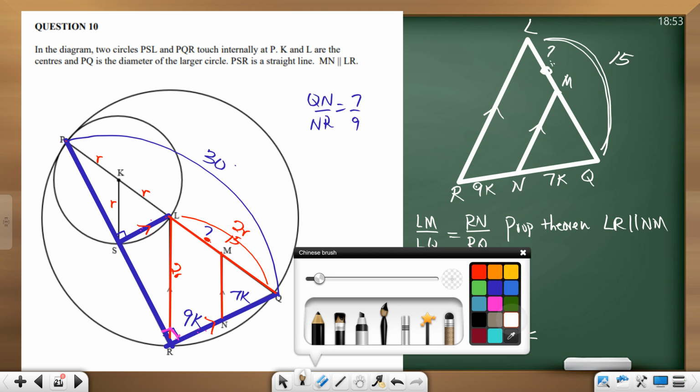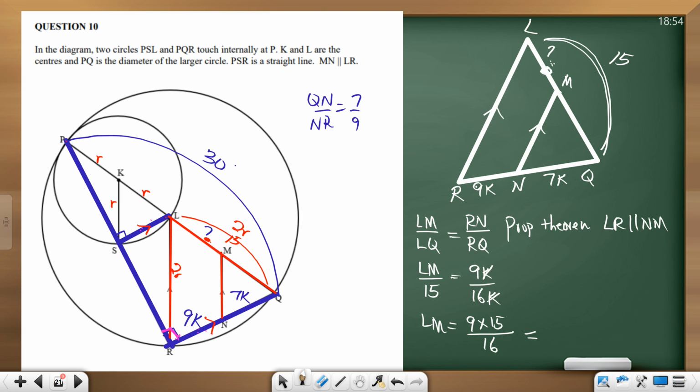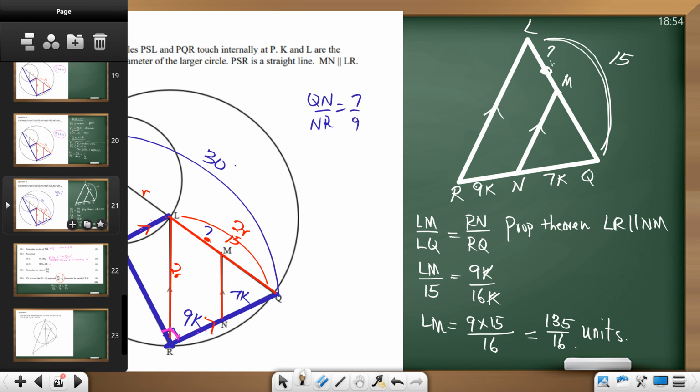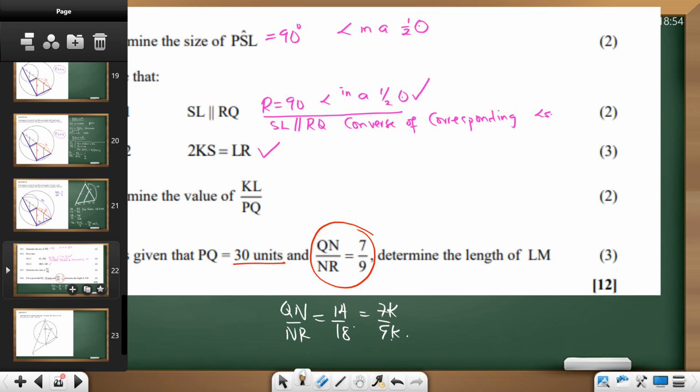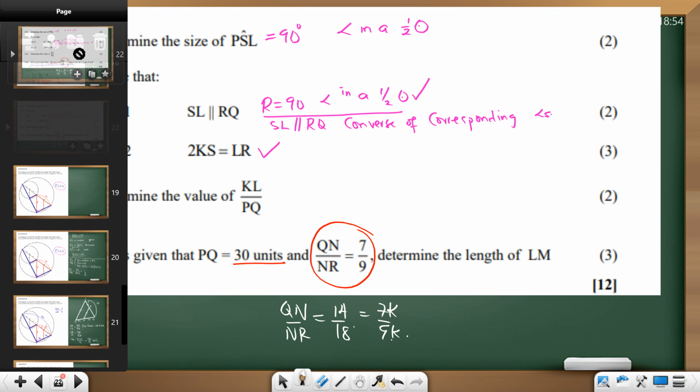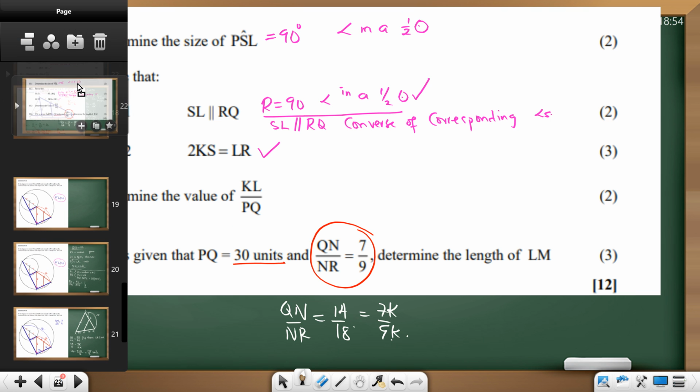Fraction. 1. Units. Use fractions. 135 over 16. Guys, I don't know if I tried to make it look doable and easy. Nothing scary as it was before.